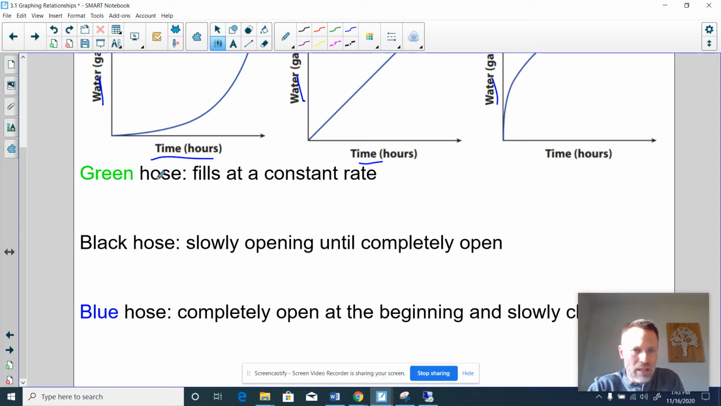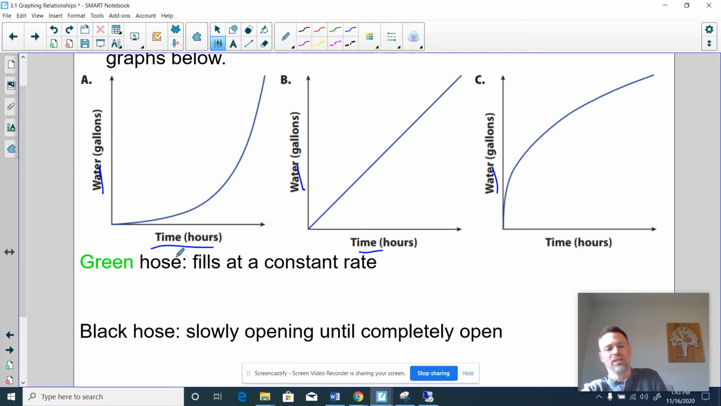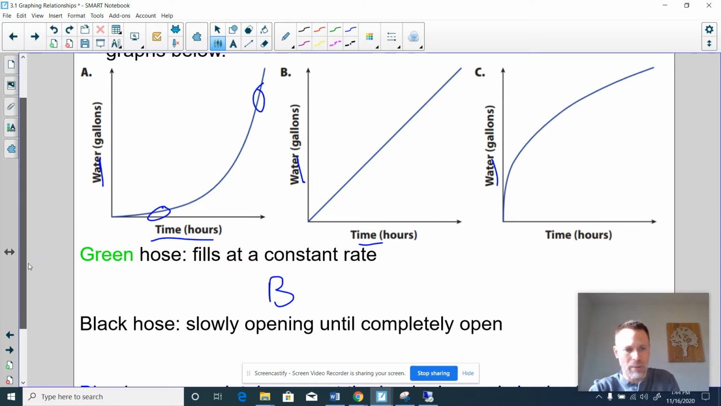The green hose fills at a constant rate. If I want to pick out what graph matches this situation, if I look at graph A, it is filling up slow here, and at the end, it's filling up really fast. And here it's the opposite of that. So this would be graph B, because the rate of the water going in does not change. It's filling at a constant rate. It's not really slow at the beginning and really fast, or really fast and then really slow. It's a constant rate. Graph B.